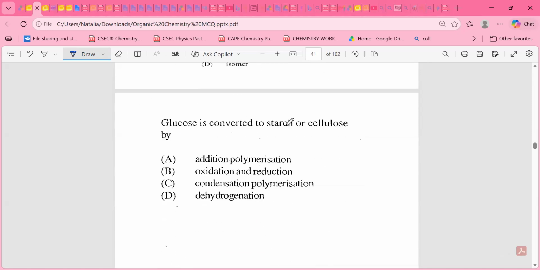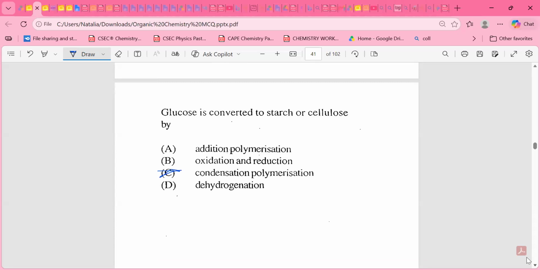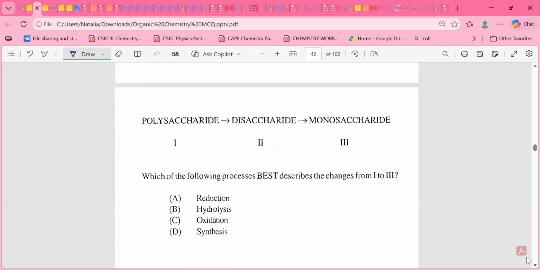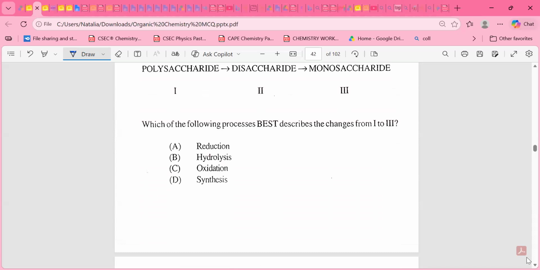Glucose is converted to starch or cellulose via... I don't know. I'm taking it out if you buy me, take it out.